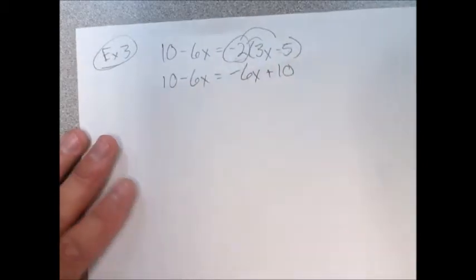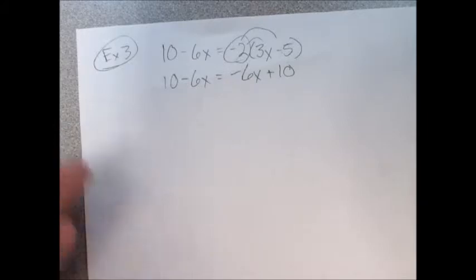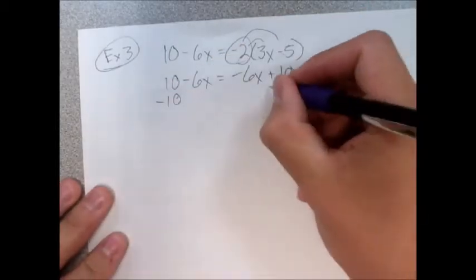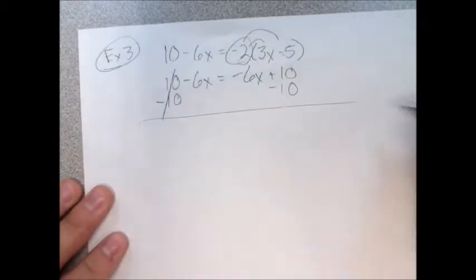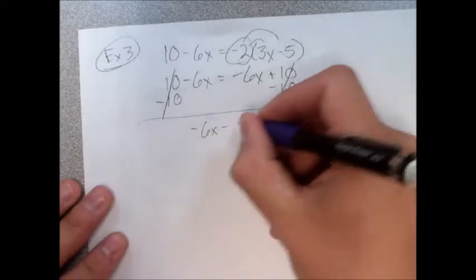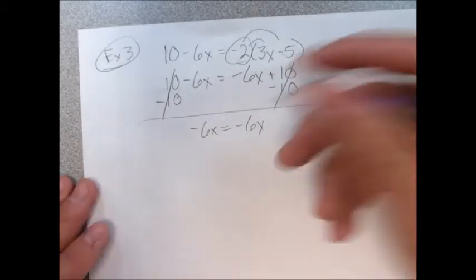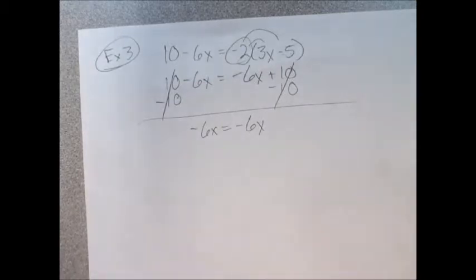Does anybody notice anything already? Looks the same on both sides. So let's follow this through and see what ends up happening. Of course I want all of my variables on one side and all my numbers on the other, right? So let's see what we can do. I'm going to subtract 10 from both sides to get all of my numbers on one side. 10 minus 10 is 0, and then again 10 minus 10 is 0. So those just went away. I have negative 6x equal to negative 6x. So if it wasn't obvious to you that they were the same before, it should be now.